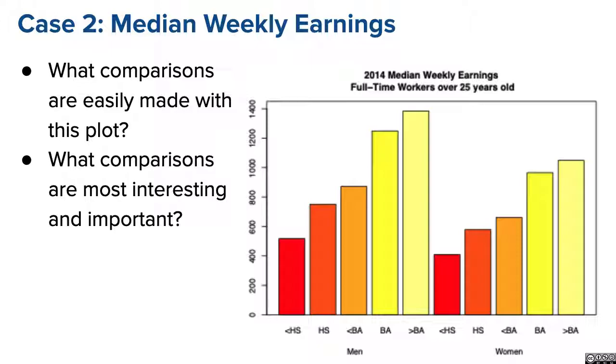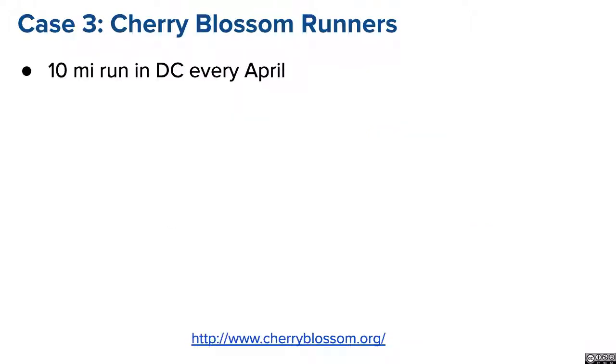Yeah, Julie? That there's a huge gender disparity in income at every education level. Julie points out that there's a difference between male and female weekly earnings at every single education level. You can see here that the bar for males who have a high school degree is higher than the bar for females that have a high school degree, but that takes a little bit of time to see, so it's not immediately apparent.